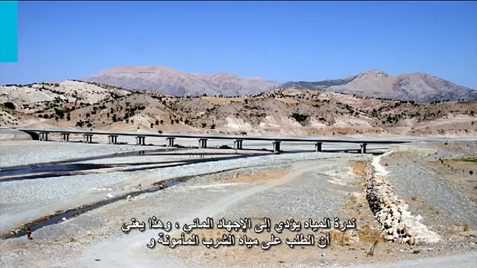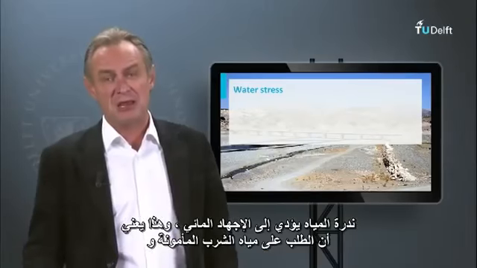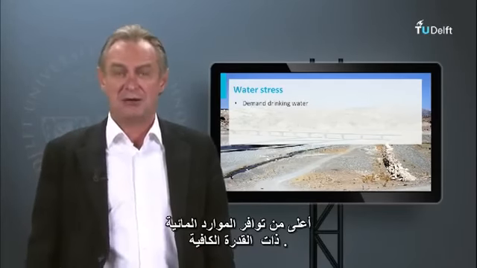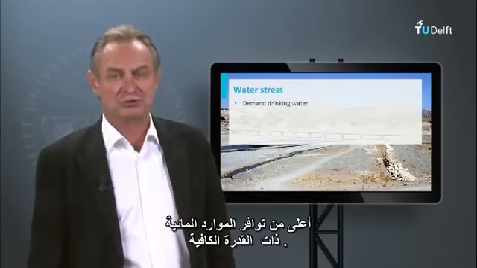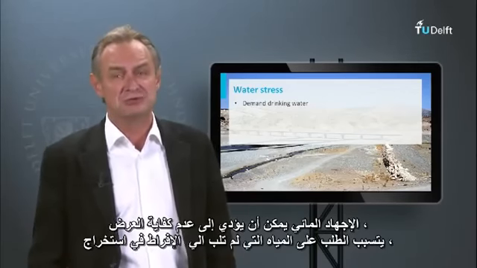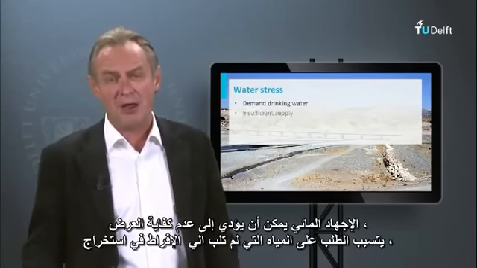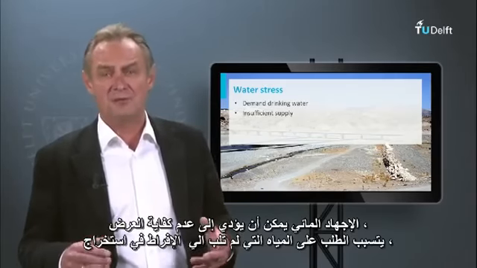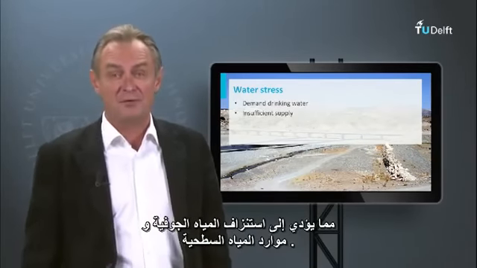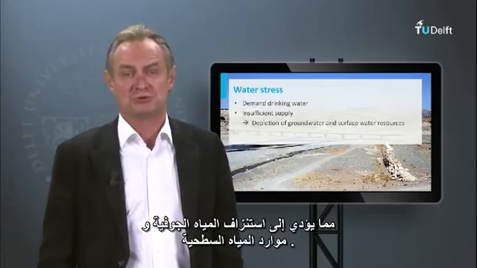Water scarcity leads to water stress, meaning that the demand for safe drinking water is higher than the availability of water resources with sufficient capacity. Water stress can result in insufficient supply, causing unmet water demands or over-extraction, leading to depletion of groundwater and surface water resources.